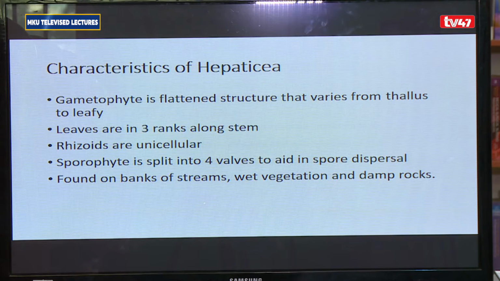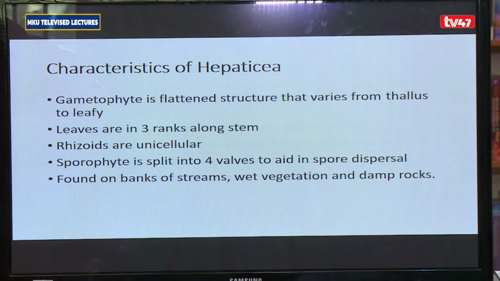So the gametophyte has an alternative. It can either be a thallus or it can be leafy. Leafy meaning it is made up of simple leaves and a stem. If it is leafy, the leaves are arranged on the stem in 3 ranks, 2 ranks on the sides and then 1 rank in the middle.